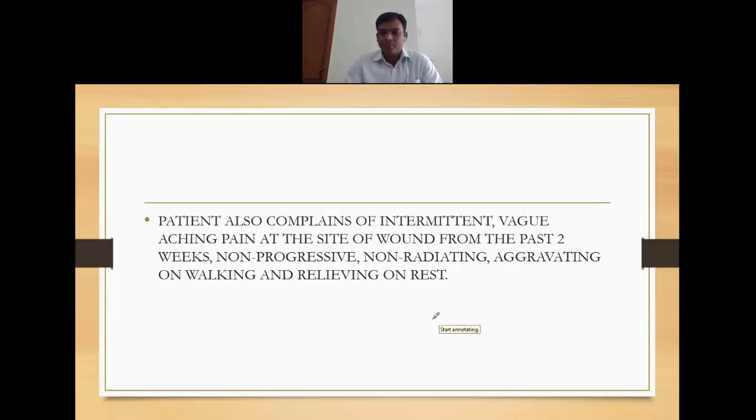Sir, I made it the chief complaint because he came to the hospital because of both the wound and the pain. So I put it in the chief complaints. But the importance, sir, is that if it is a case of diabetic ulcer, in the later stages there may be neuropathy and he may be insensitive to pain itself.